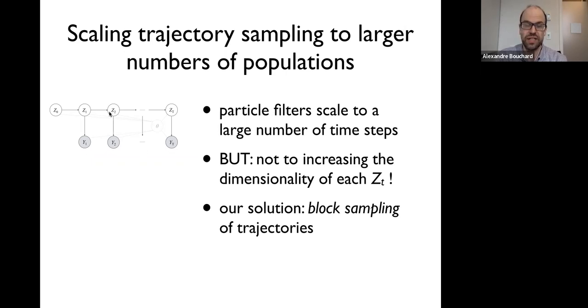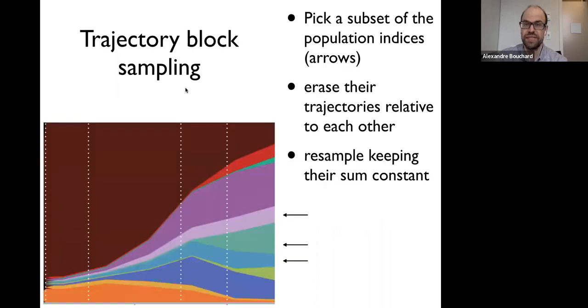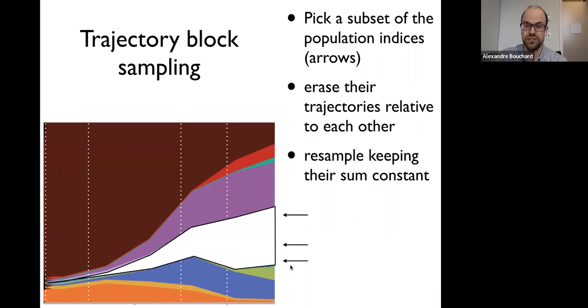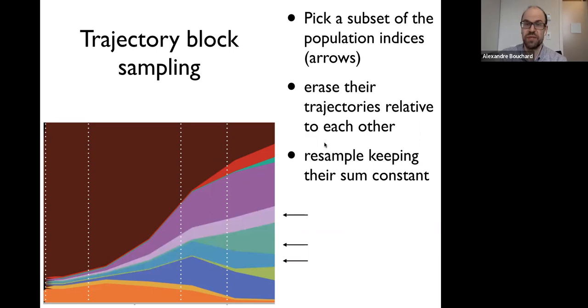So we used a new solution for this kind of problem, based on old block sampling ideas applied to this new problem. The idea at a high level is to look at the current configuration of these imputed trajectories. We're going to pick at random a subset of populations, let's say these three that I point to with an arrow. We're going to erase their trajectories relative to each other, but not relative to the rest. We're just going to basically erase this, and we're going to resample only the part in white here. Because we're dealing with a number of particles, a number of populations, that we can control, we can pick a small number, and we can get better asymptotic guarantees, or at least empirical properties, compared to the full particle filter based on all the populations. So that concludes what I wanted to say about the computation.